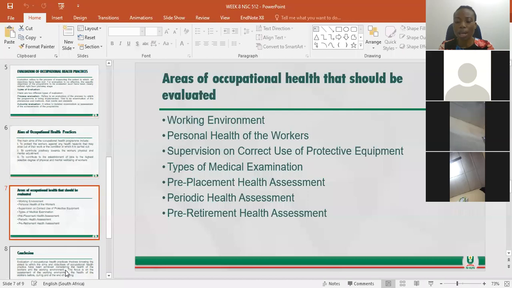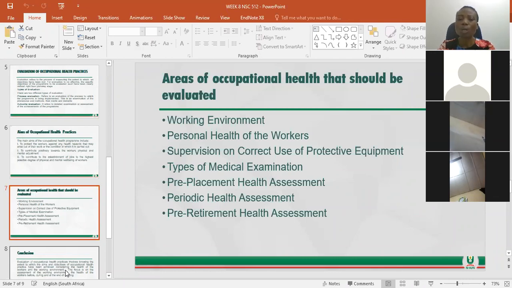It will not be nice to put someone who already has an underlying medical problem, such as depression or any mental illness, in a place where he needs to operate a machine. You are endangering the personal health of the person.